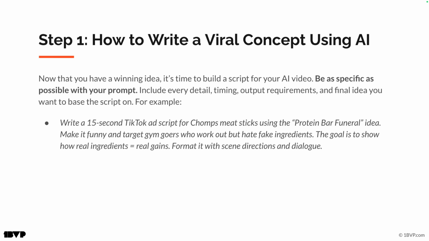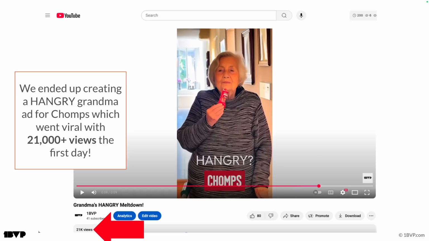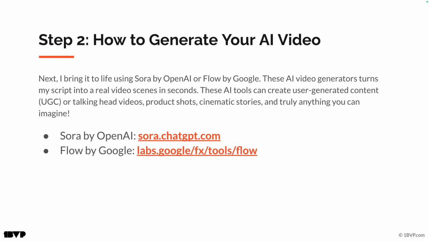So now that we have that winning idea, it's time to build a script for our AI video. Be as specific as possible with your prompt. Include every detail, timing, your output requirements, and the final idea you want to base the script around. So for this one, we'll use those same details and include our favorite idea, but finish it with format with scene directions and dialogue, which we'll be using in the AI commercial. So we ended up creating a hangry grandma ad for Chomps that went viral with 21,000 plus views in the first day. So step 2, how to generate your AI video.